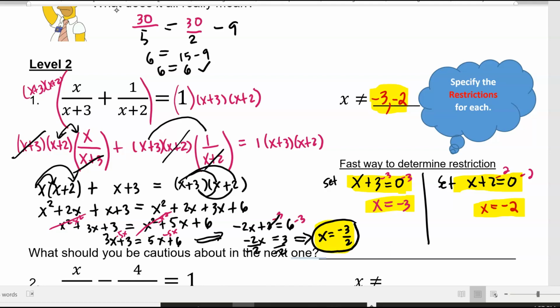If our answer ended up being x equals negative 3, then we would have to say no solution for this problem, because if we plug negative 3 back into this x here, we'll get negative 3 plus 3, which is 0. Or if our answer ended up being negative 2, we would also have to say no solution because of this x here, because negative 2 plus 2 is 0. But we didn't get that. We ended up getting the answer of negative 3 halves, which is perfectly fine.